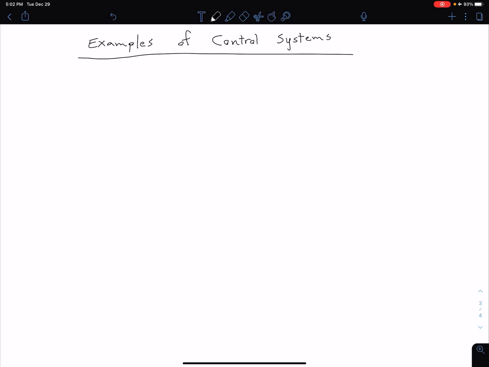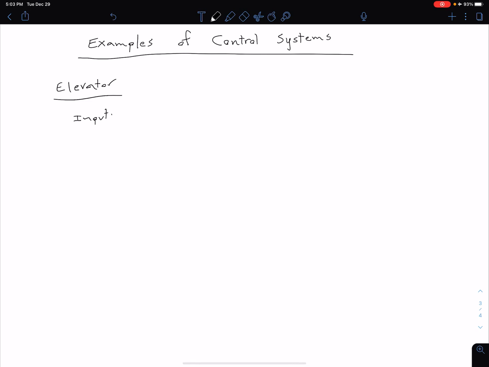Now that we at least have this vague idea of what a control system is, let's take a look at a couple examples. I think the easiest example to help demonstrate what we're talking about is an elevator. In terms of what we talked about in the previous videos, inputs, outputs, specified performance, let's talk about what our elevator is doing.